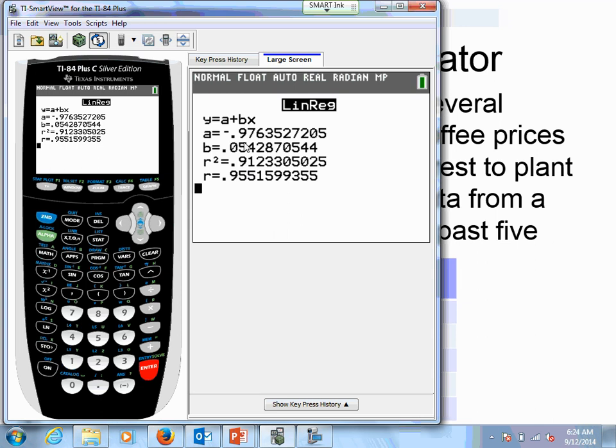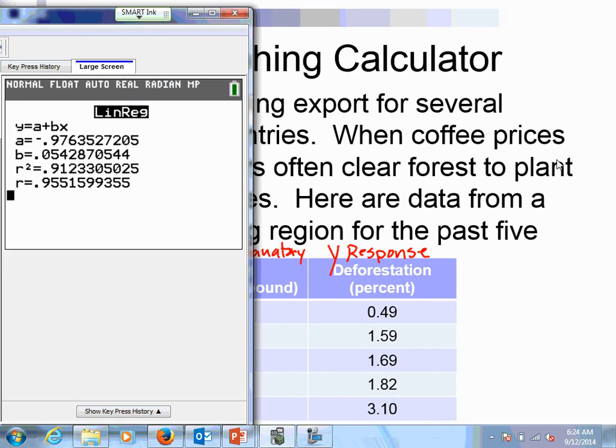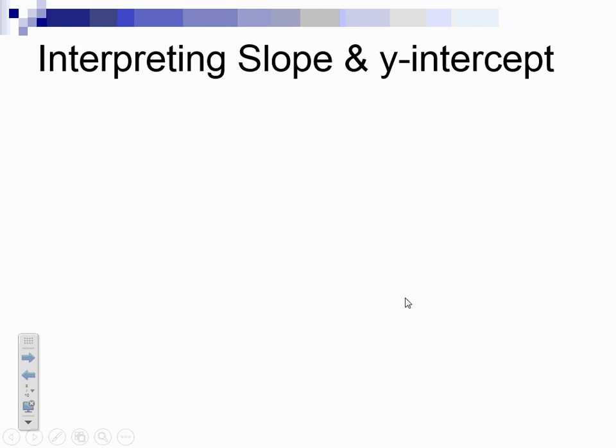So again, what we care about today: slope and y-intercept. a is the y-intercept, b is the slope. So I'm going to slide this over, and we're going to pull up our next slide here, because we want to talk about how we should have the ability to interpret the slope and the y-intercept. Our slope and y-intercept are talking about points on a graph, but we need to have context for those values. What do they mean within the setting of this problem?